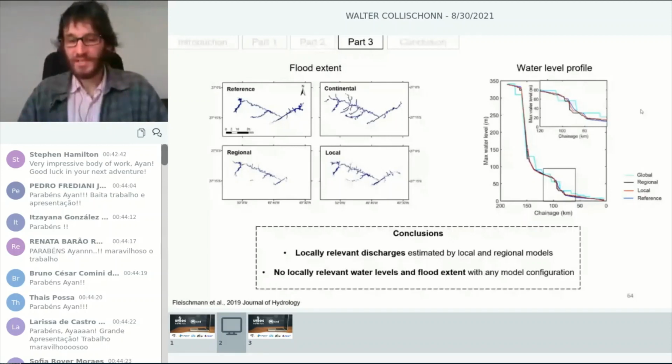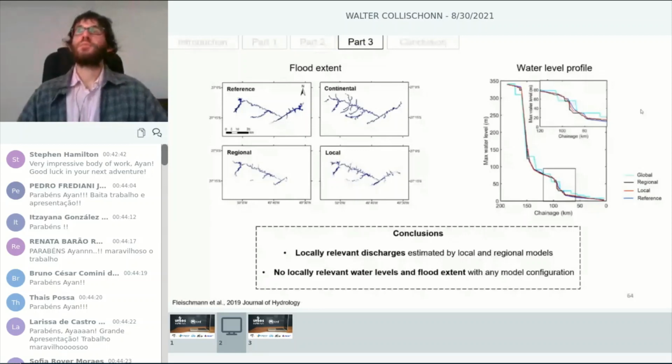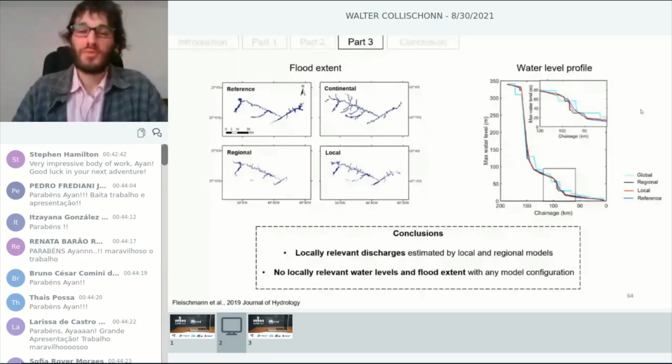And what we concluded is that indeed the continental models can provide locally relevant discharges, as we saw in the previous chapter, but on the other hand, they cannot provide locally relevant water levels and flood extent. And this shows that current models still have a lot of room to develop and to improve in the near future.